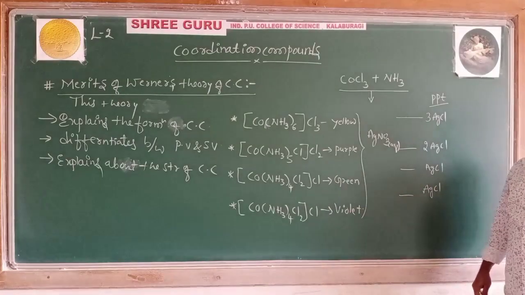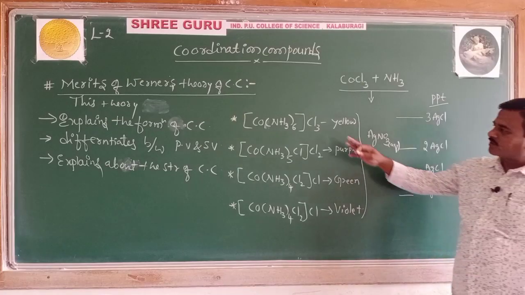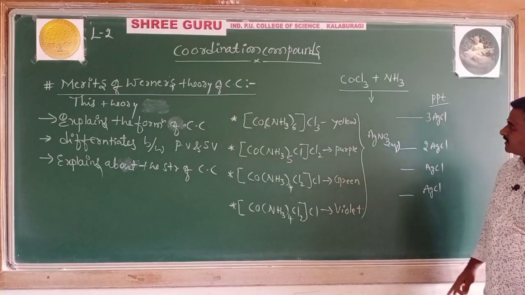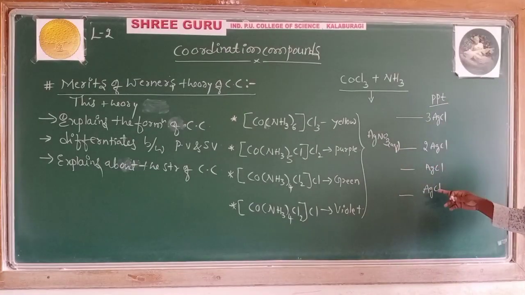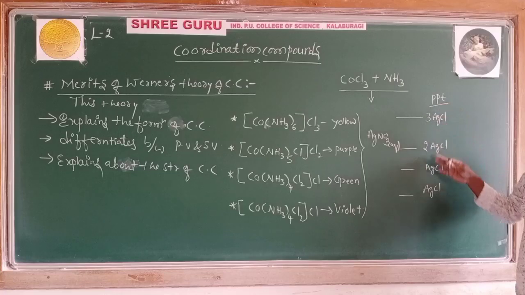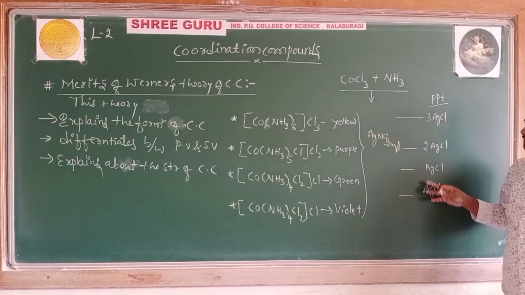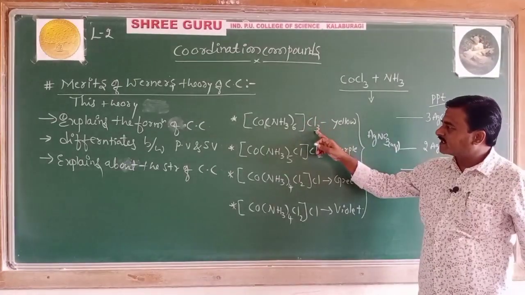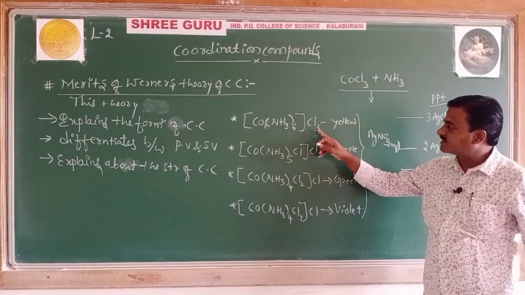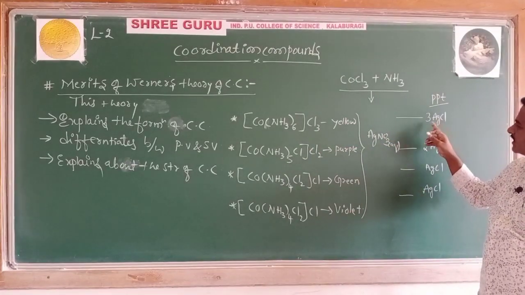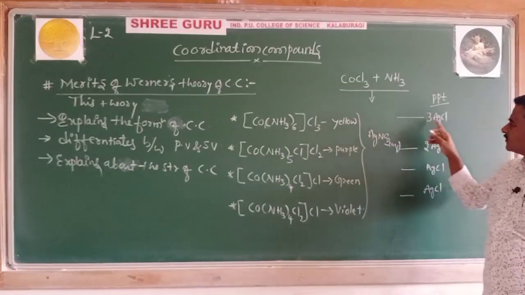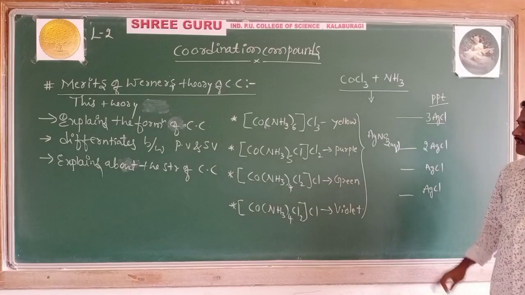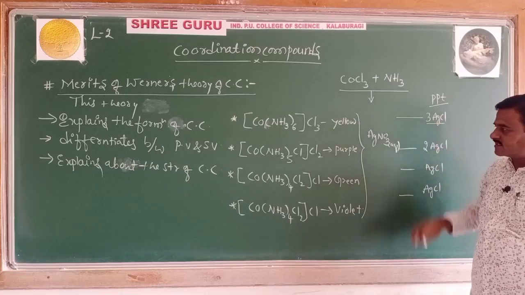So here you can see that the number of chloride and ammonia molecules in all the complexes is the same, but the moles of precipitate formed were different. In the first complex, all the chloride ions written outside the square bracket are the primary valencies. They get ionized and are precipitated with silver nitrate as silver chloride, a white precipitate. So this question has appeared in the examination.